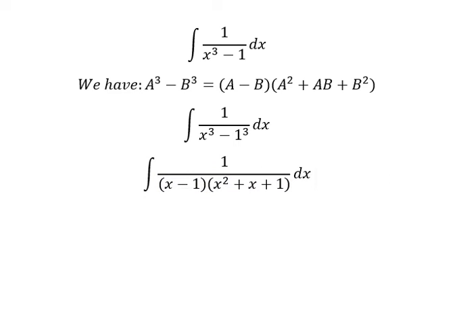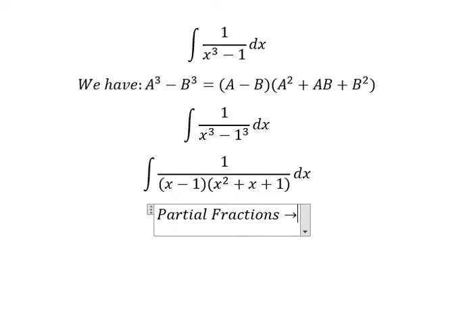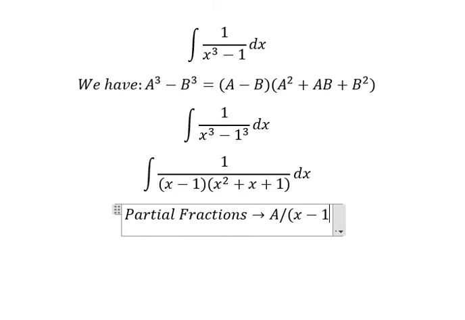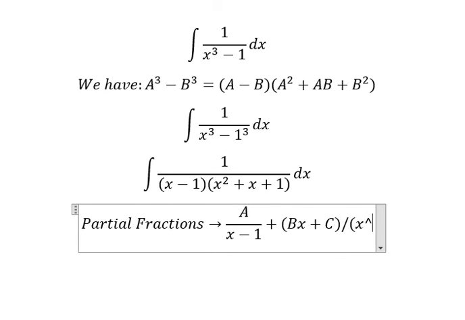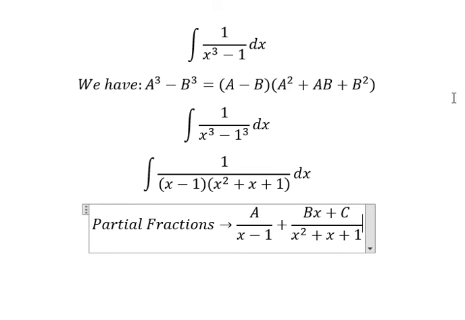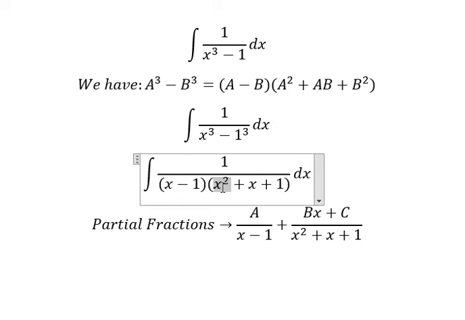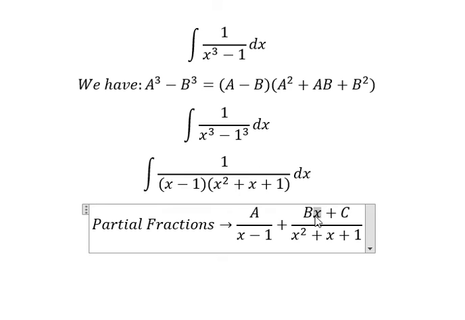Next, we can use partial fractions. So I will put A over s minus number 1, and we have Bs plus C over s squared plus s plus 1, because the highest power is number 2. So on the numerator we need to reduce by number 1, so we have number 2 minus number 1. That's why we have s, and later we reduce the power to s to the power of number 0. That's why we have C.